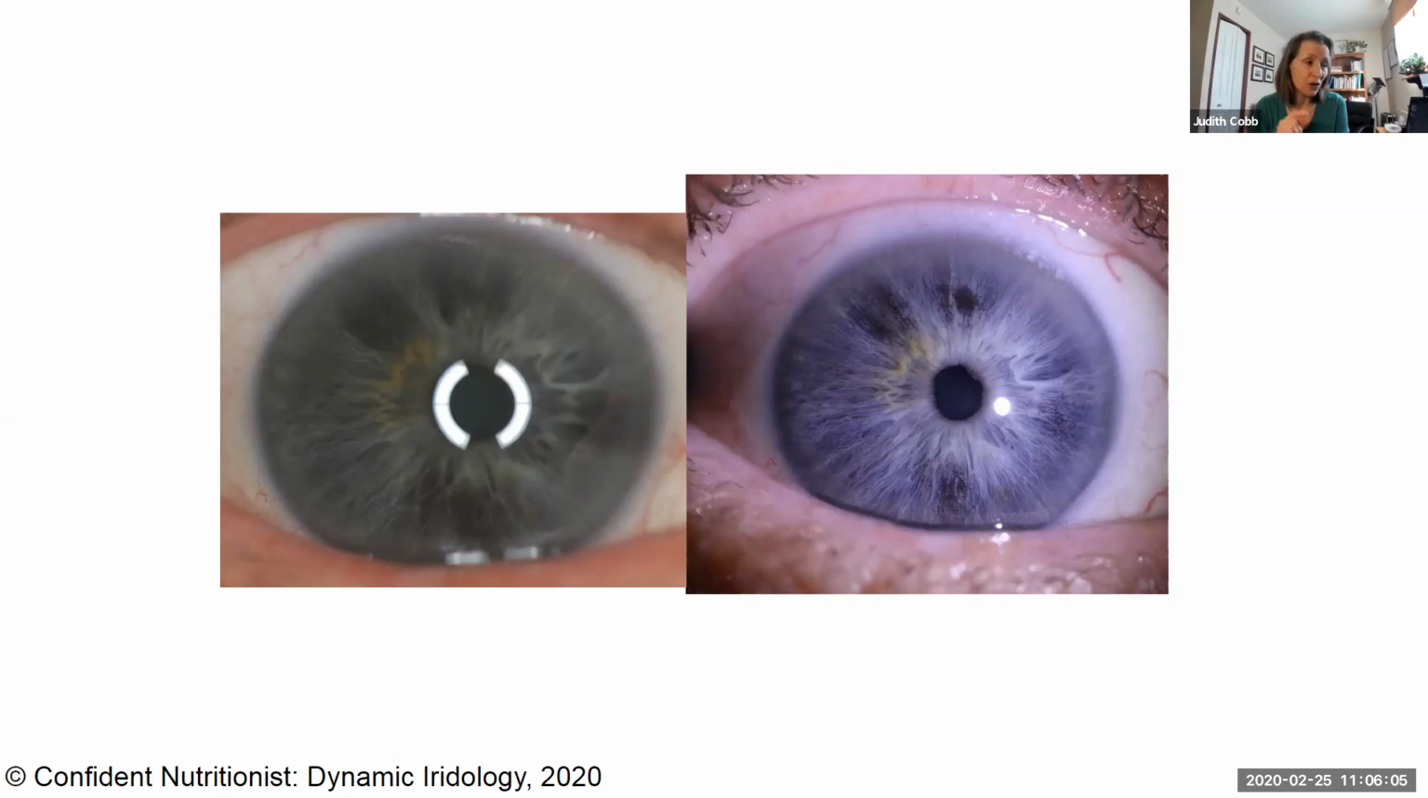So this is a question that we need to be aware of when we look at these. This is the kind of thing that we need to be aware of when we are talking about irides changing. And especially when we're looking at these Facebook pages and Facebook posts and places like that where it says, when you cleanse, your eyes are going to change. When you do the right things, your eyes are going to change.